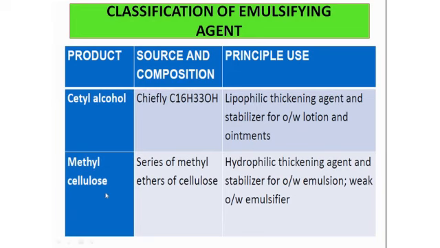The next type is methyl cellulose. What is methyl cellulose? It's a series of methyl esters of cellulose, so it is hydrophilic in nature. This methyl cellulose is hydrophilic in nature, and it is a hydrophilic thickening agent, a stabilizer for oil in water type of emulsion, and a weak stabilizer for oil in water type of emulsifier.